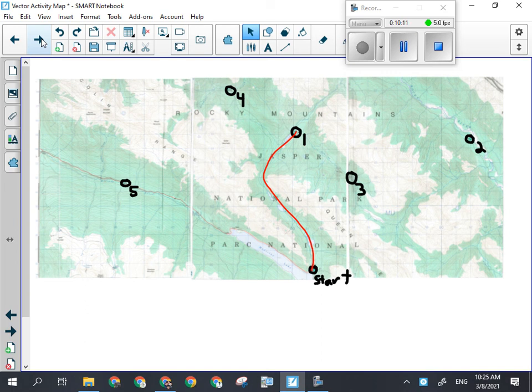Now, something to keep in mind. That's going to give you the distance in centimeters. Is that how far you went? No. This is a map, and its scale is 1 to 50,000. That means 1 centimeter on the map is 500 meters in reality. So whatever you get, you have to multiply it by 500, and you'll have it in meters. So you'll have to do that conversion to get your distance in meters.